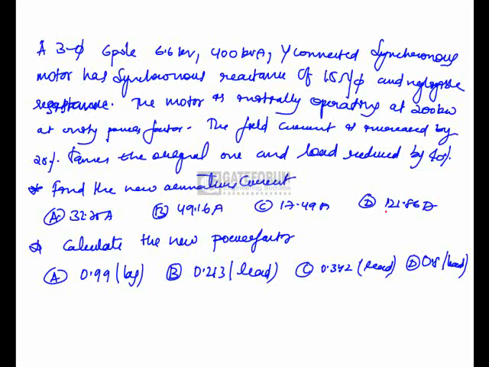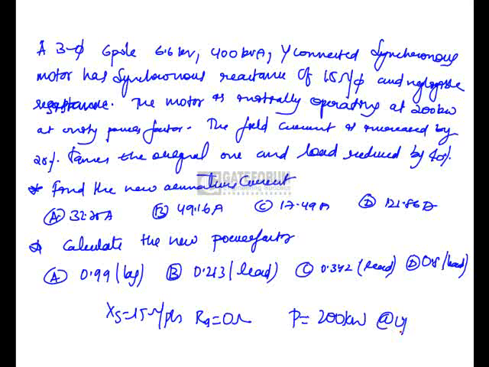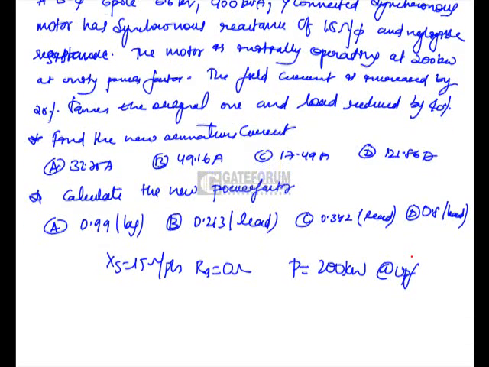A 6 pole, 6.6 kilovolt, 400 kVA star connected synchronous motor has a synchronous reactance of 15 ohms. XS is equal to 15 ohms per phase. Negligible armature resistance, so RA is 0 ohms. The motor is initially operating at 200 kilowatt at UPF. The field current is increased by 25% of the original one, and the load is reduced by 40%.